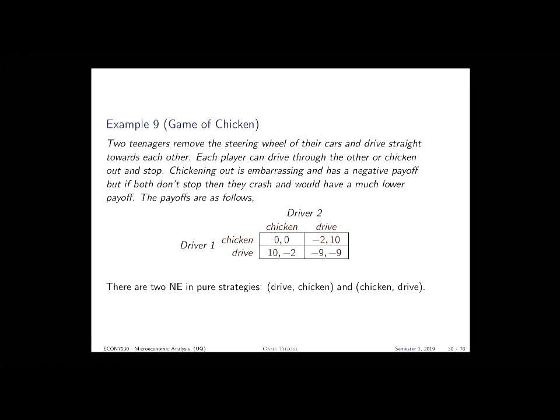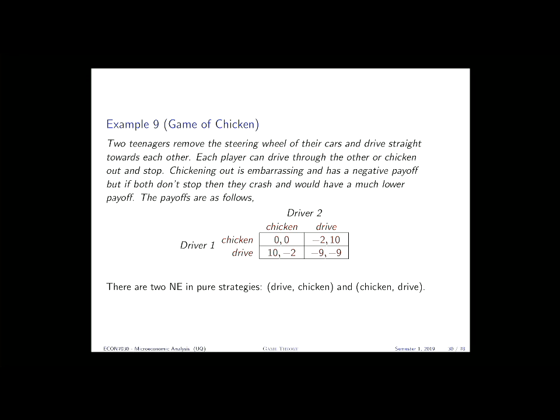And obviously, if both of them chicken out, there's zero payoff for them. So they're better off not even playing the game. And there won't be as much humiliation as in this case, but it is not a good outcome as well. So this is the best. So if one drives and the other one chickens out, the one who drives is going to become the champion and the hero, and the other one becomes humiliated.